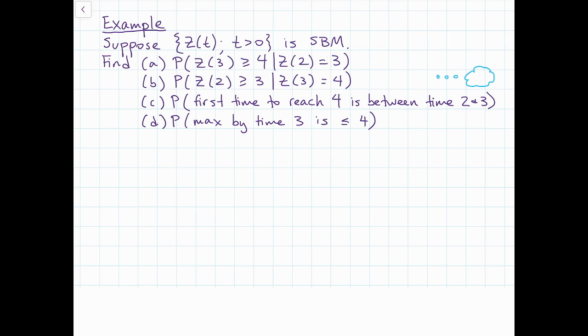Again, I want you to give these 4 properties a try to calculate them yourself using these advanced properties, and then come back and watch the solutions. All right, here we go.